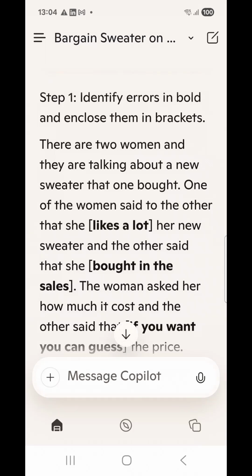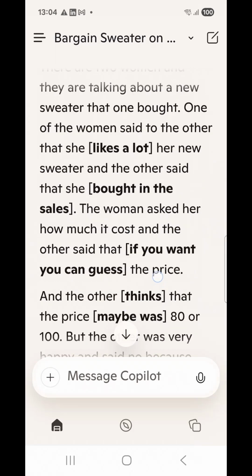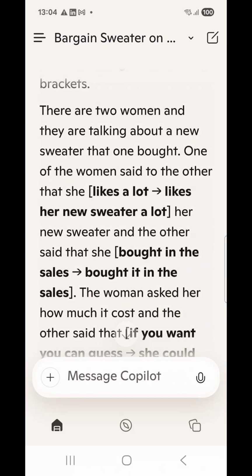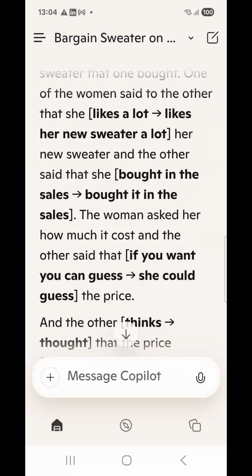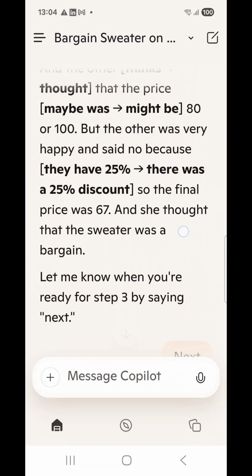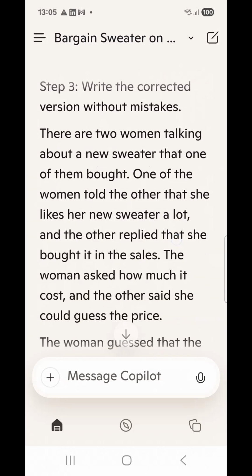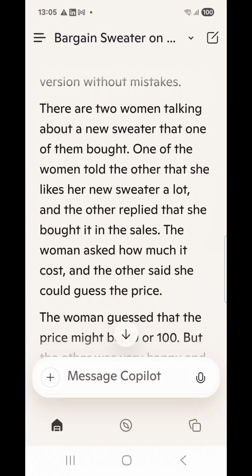It put the mistakes in bold, in brackets, to draw students' attention to the mistakes so they could at least think about how to correct them themselves. And then in step 2, I was very pleased to see that it used a little arrow to show the change from what was wrong to what was actually correct. And then in step 3, we've got the corrected version without mistakes, which is useful for students to listen to. So let's listen to that.